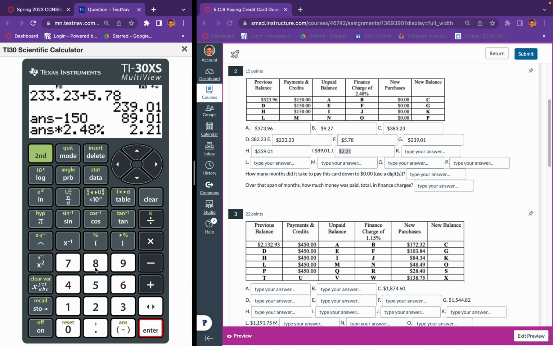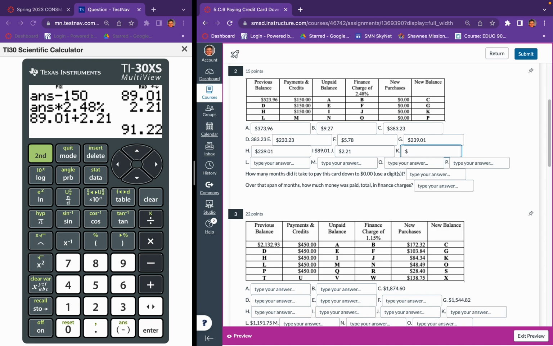So we're going to take $89.01 and we're going to add it to $2.21. And that's going to give us $91.22. So again, if the billing cycle ends with us owing $91.22, the next billing cycle opens with us owing $91.22. So when one month ended and the next month began, they're the same number.